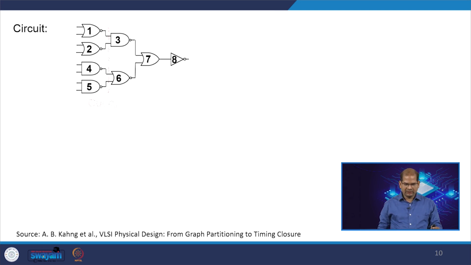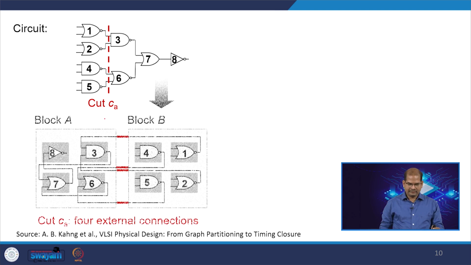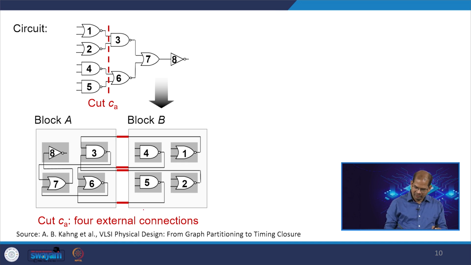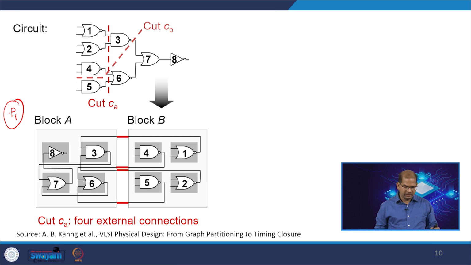So, take an example here. Here if you can see I have a cut line and the number of cuts here is 4 in this partition. This is one example of a partition. Let us say this is the partition P1, which divides into block A and block B, it has 4 cuts. Okay. Cut equals 4.